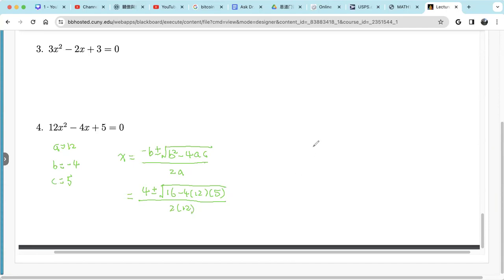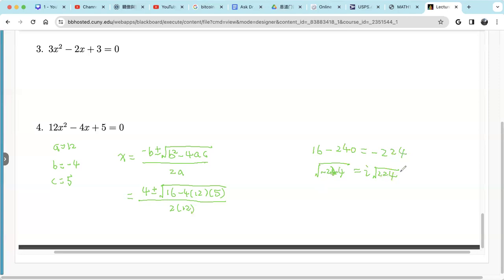Well, let's calculate the discriminant first. So I have 16 minus, let's do 4 times 5 first. 4 times 5, 20. 20 times 12, 240. Then we also get a negative number. We get negative 224, right? Because 224 plus 16, that's 240. So negative 224, we get a complex number again. So we write it as i square root of 224. Oh, I wrote it wrong, 224.